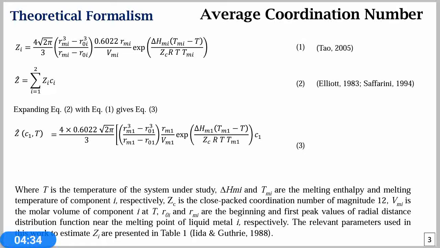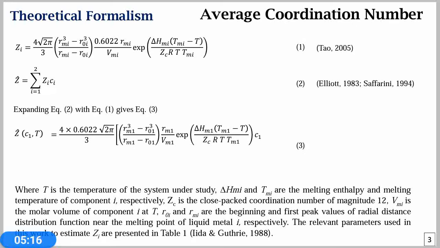Theoretical formalism. We have adopted the model developed by Tao 2005, which is equation 1, to estimate coordination numbers of pure liquid metals at required temperatures, and that is represented by Z subscript i. Equation 2 was introduced to approximate the average coordination number based on the alloy composition. It depends on the coordination numbers of the pure components and their molar fractions. See subscript i.